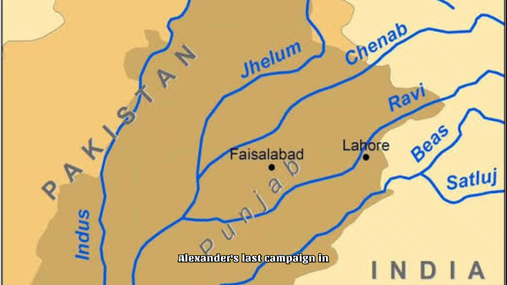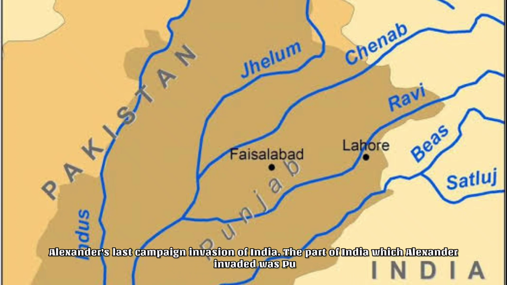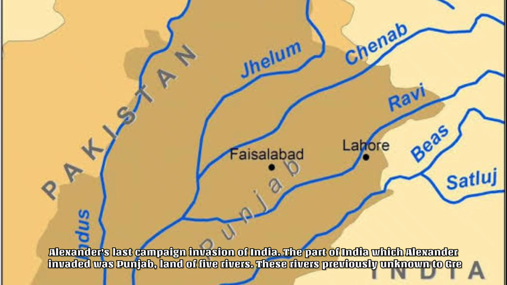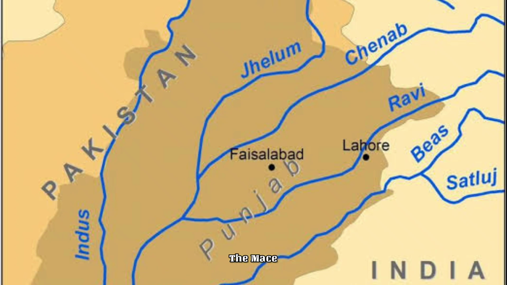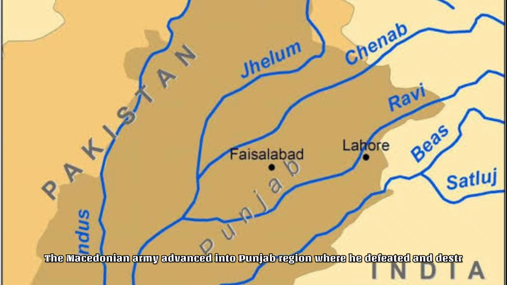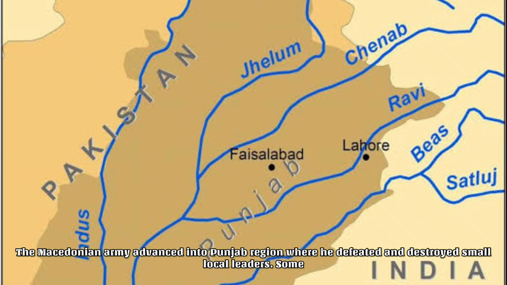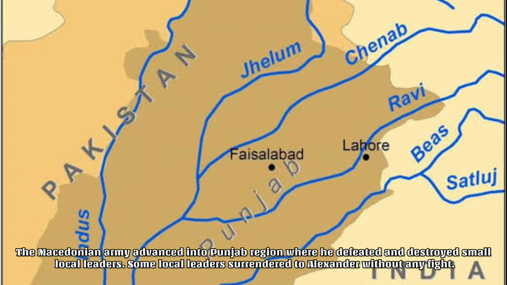Alexander's last campaign, the invasion of India. The part of India which Alexander invaded was Punjab, the land of 5 rivers. These rivers were previously unknown to Greece. The Macedonian army advanced into the Punjab region, where he defeated and destroyed small local leaders. Some local leaders surrendered to Alexander without any fight.